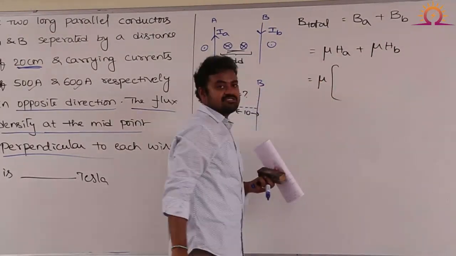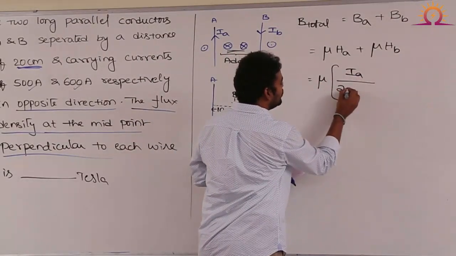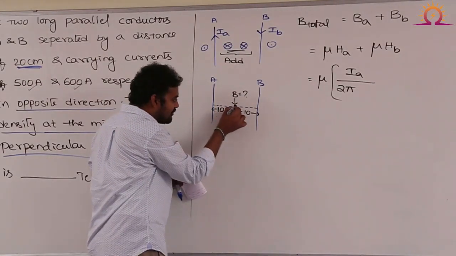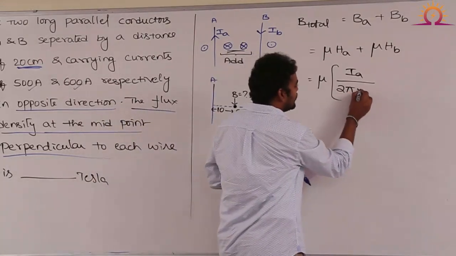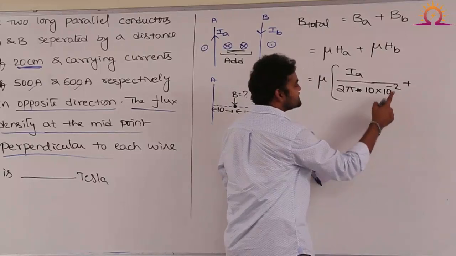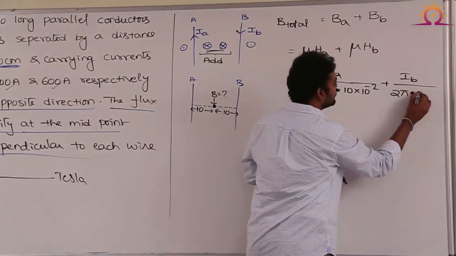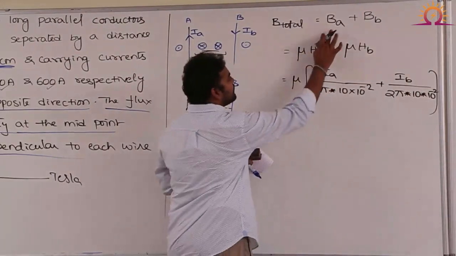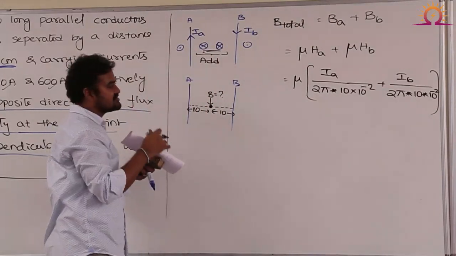What is the formula for HA? We already studied. Current carried by conductor A by 2 pi into, you should not use the total distance D because we have to calculate at the midpoint, the distance is 10 centimeters. 2 pi into 10 centimeters plus current carried by conductor B by 2 pi into same 10 centimeters. Why am I adding both flux densities? Because both magnetic fields are aiding each other.